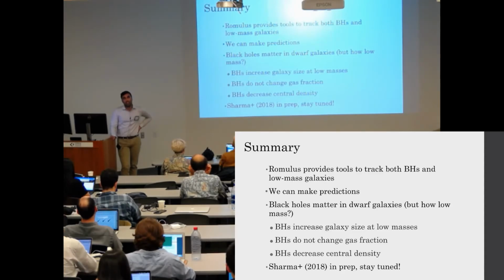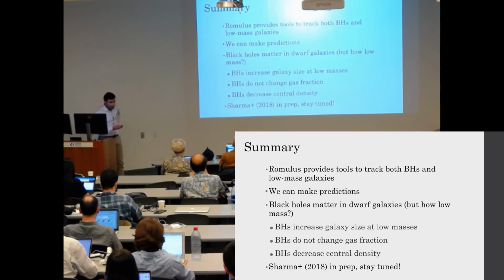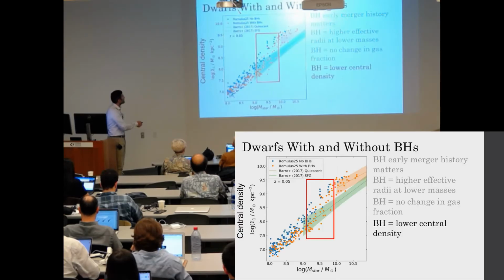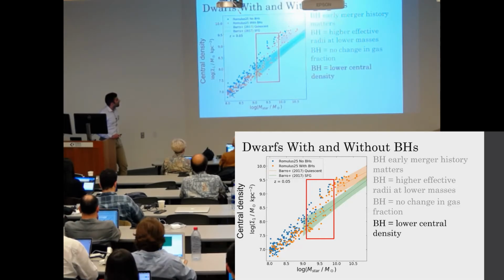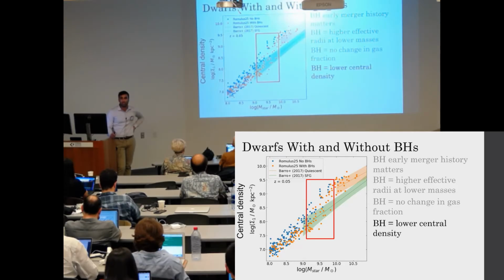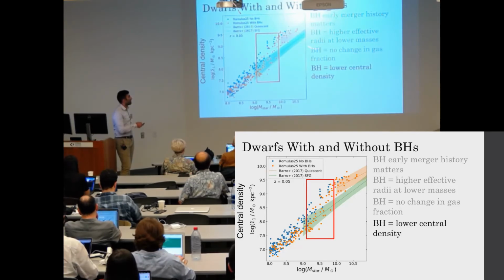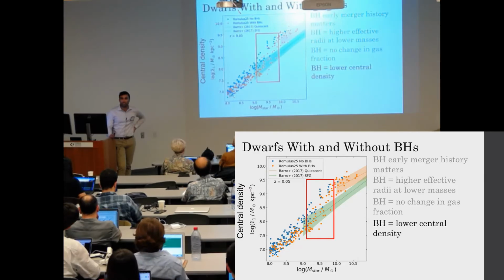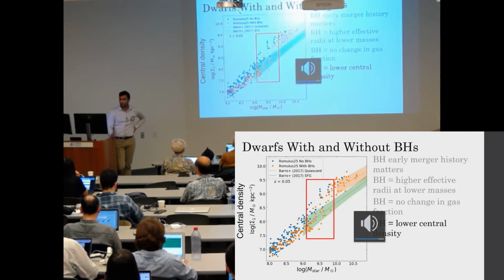That's a good question. I mean, it could be tied to this, right? If you're seeing a lower central density, then presumably those stars have to go somewhere, right? So if those stars were, for whatever reason, at higher radii, then you'd see a higher effective radius. But I don't know the mechanism by which that might happen. Other questions?